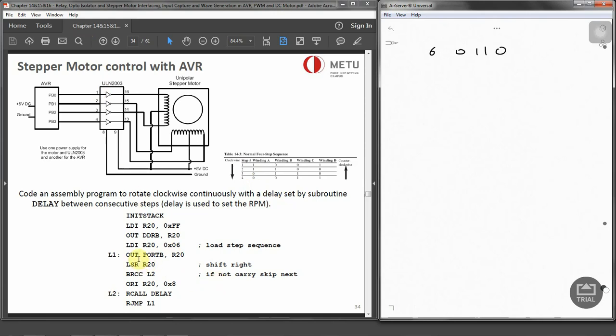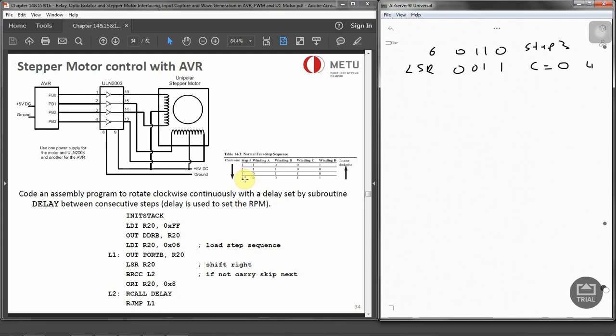So after LSR, it's going to be 0, 0, 1, 1. So the carry is going to be 0. Now if not carry, skip next. So carry is 0, that means we have to skip the ORI and we go back to jump L1 and we start again. Now this time we'll load R20, which is 0011, which is 3. So this is step 3. This is step 4.